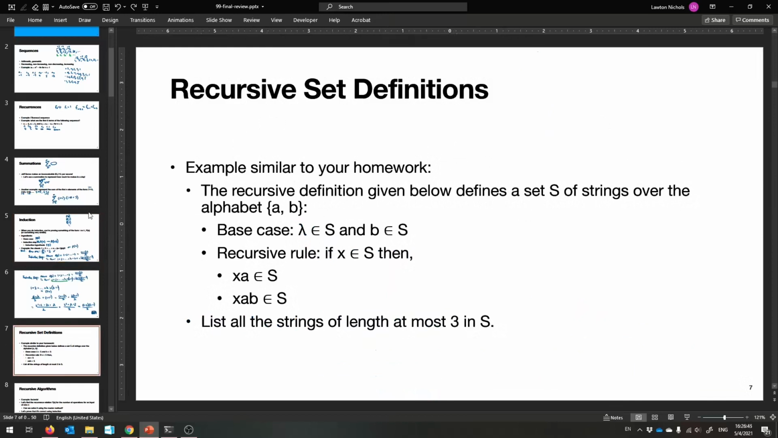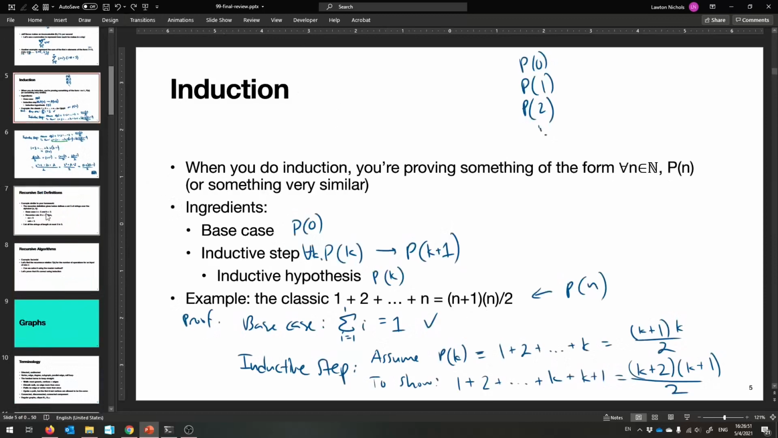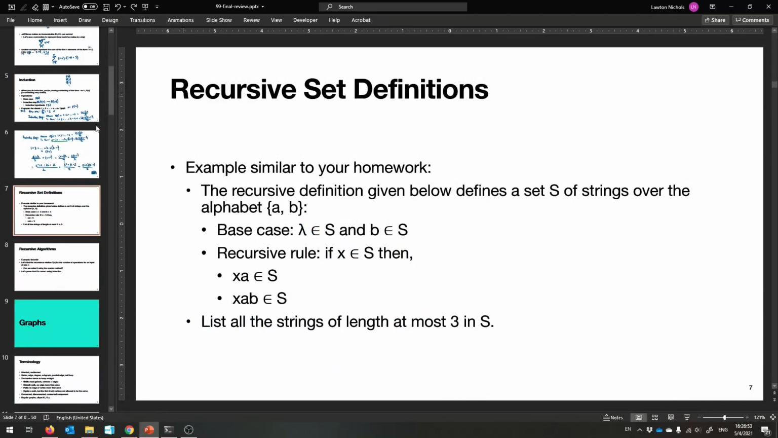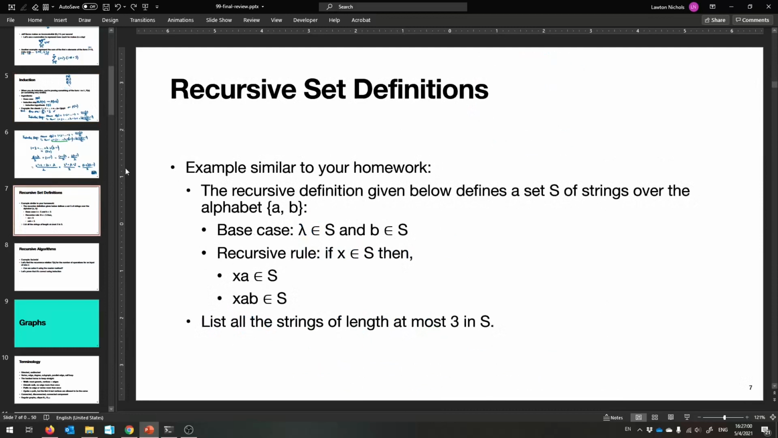Okay, time for recursive set definitions. This is fun. So induction and recursion are kind of similar, but ever so slightly different. Induction is like bottom up, so you're starting from 0, going bigger. And recursion is like top down, you're breaking down into smaller pieces, something like that. That doesn't really matter for anything for this class, but just for your knowledge.